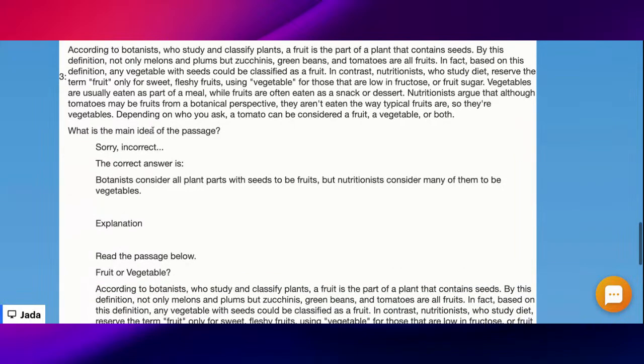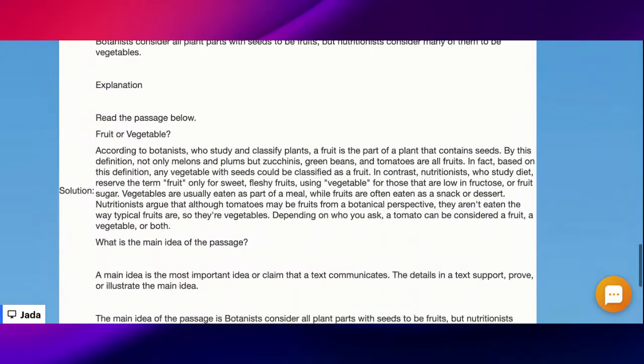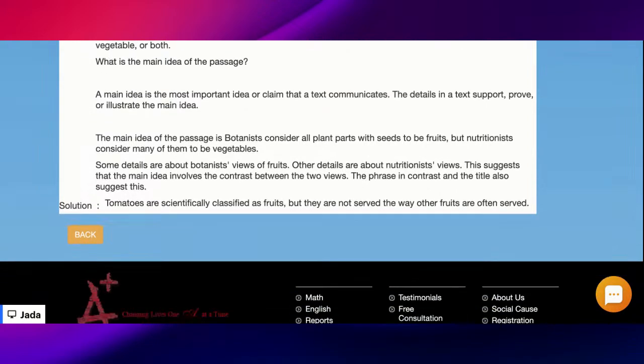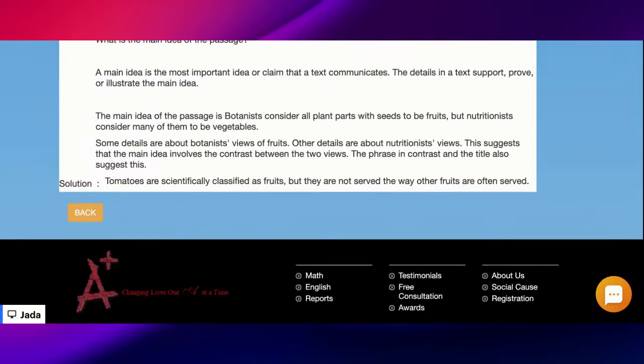So now, what is the main idea? The main idea is that the botanists consider all plant parts with seeds to be fruits, but nutritionists consider many of them to be vegetables. So that means the botanists said that, oh, all the plants that have seeds are fruits, but then nutritionists said no, consider them vegetables. Some details are about botanists' views of fruit, other details are about nutritionists' views.